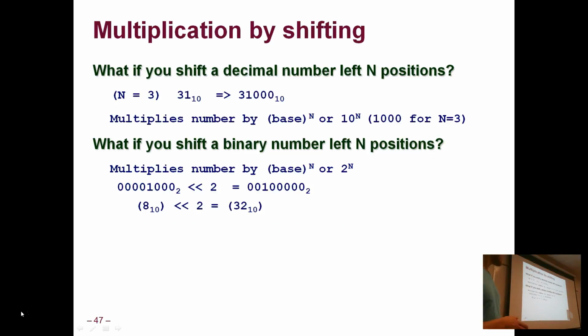So that's easy. What happens if you shift a decimal number left n positions? So here you start with 31.